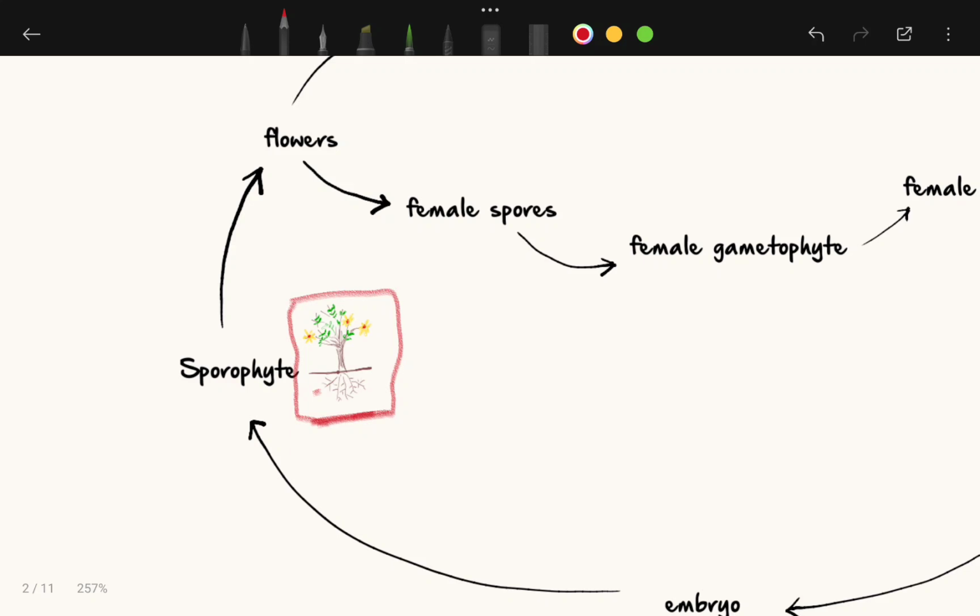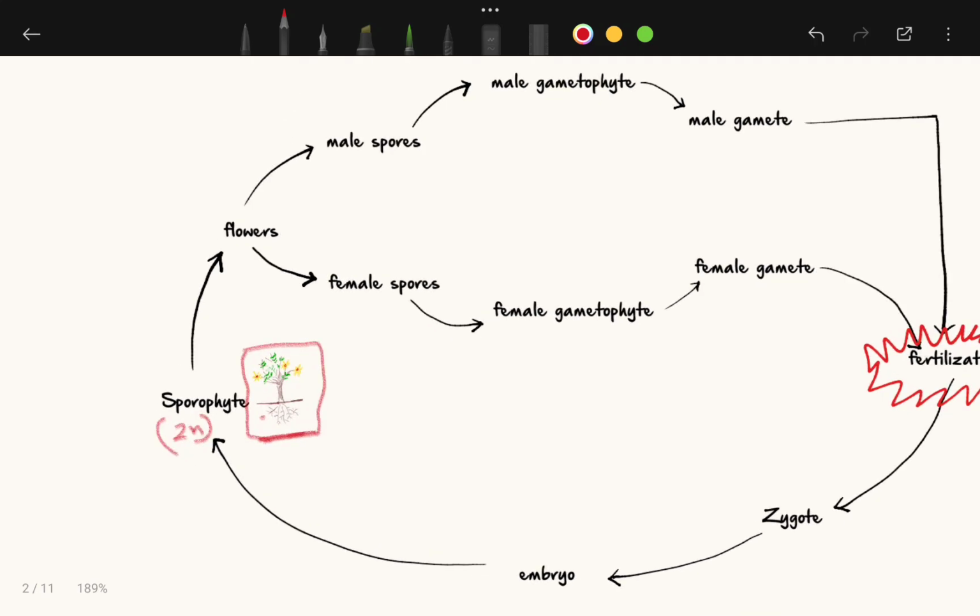So everything that you see here, this is the sporophyte. And in the sporophyte plant body, it has flowers. Okay, so the sporophyte is diploid, and in the flowers, spores are produced. Male spores and female spores are produced.